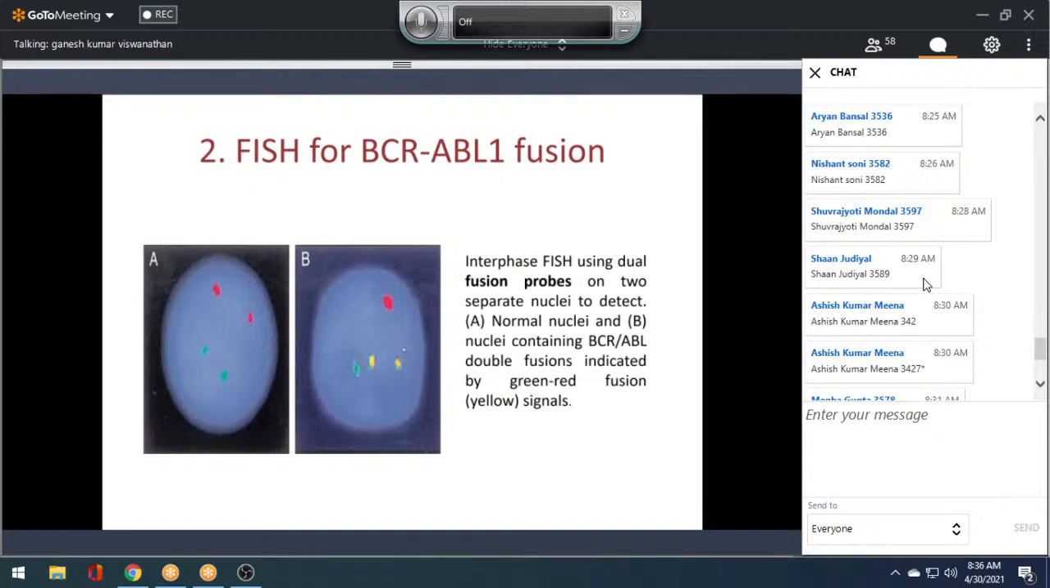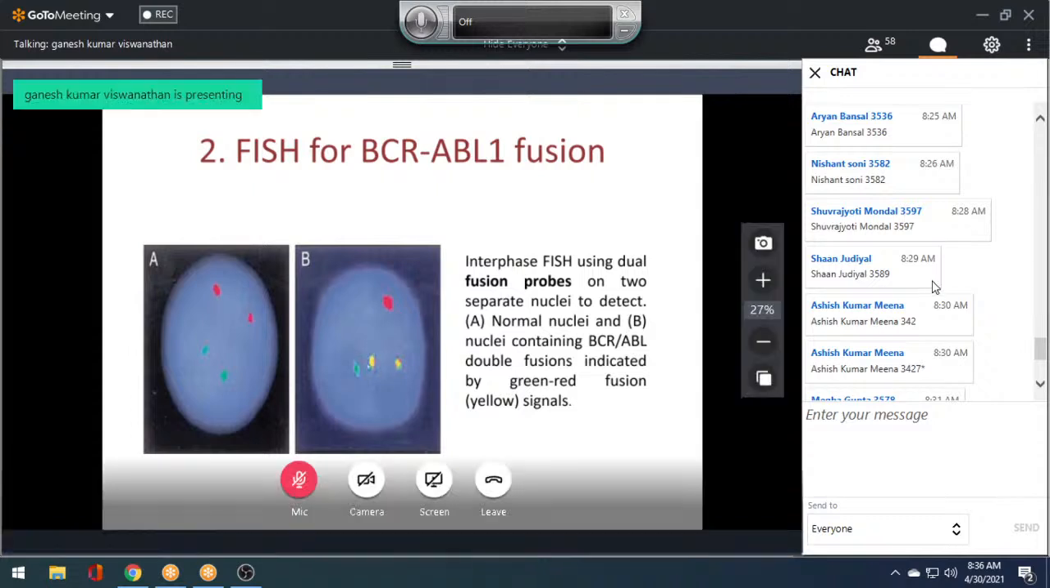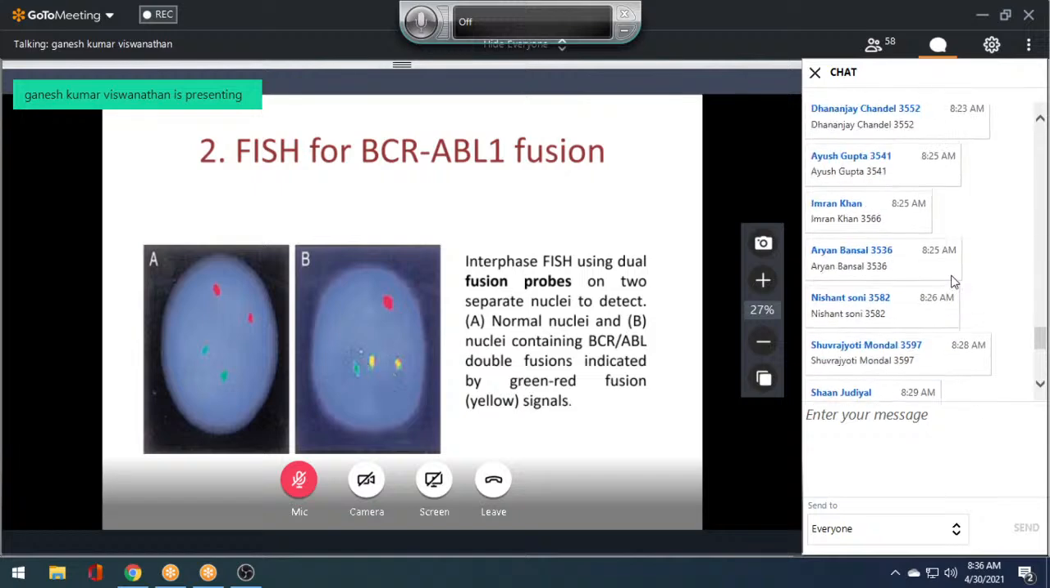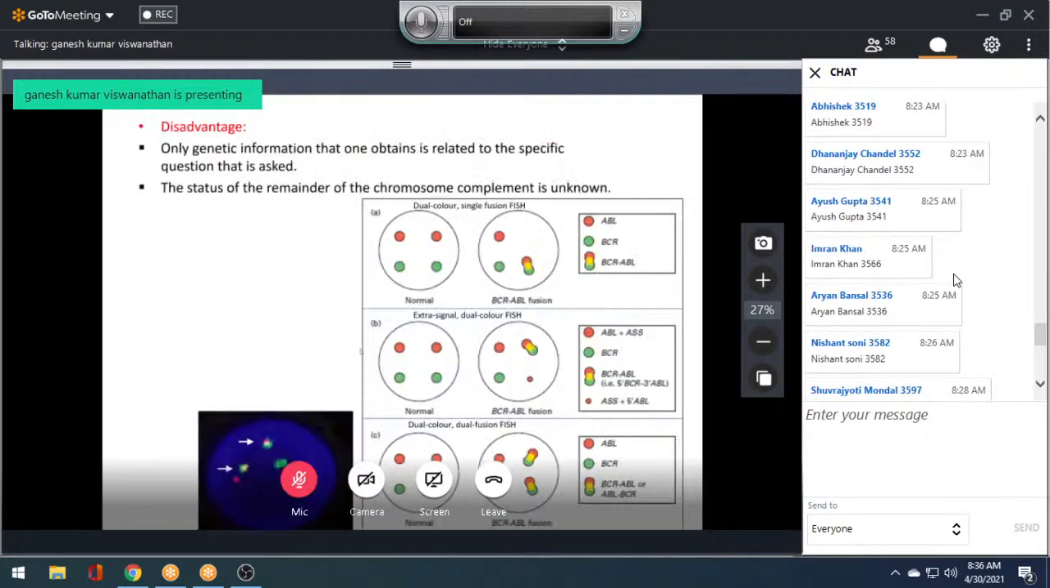Whereas in CML, or chronic myeloid leukemia, there is fusion. Because of that, the green and the red ones come together. This results in a fusion signal, or a yellow signal. So this indicates the presence of BCR-ABL1 fusion.